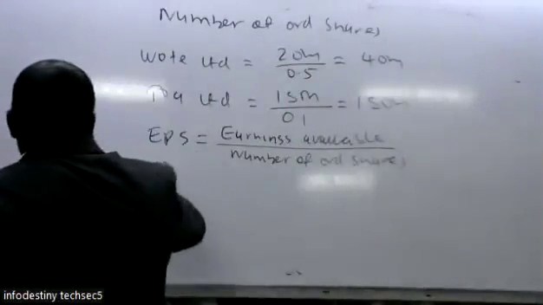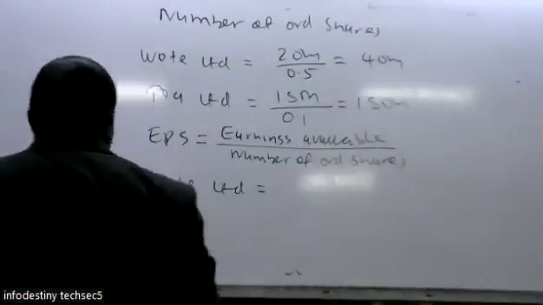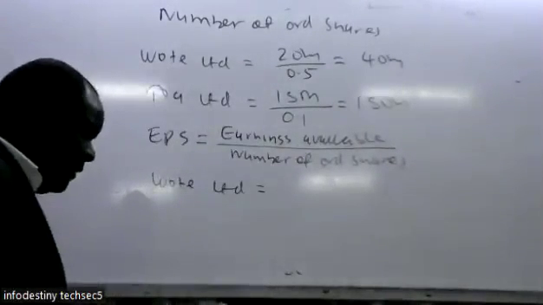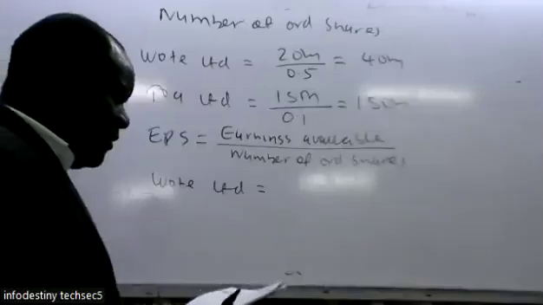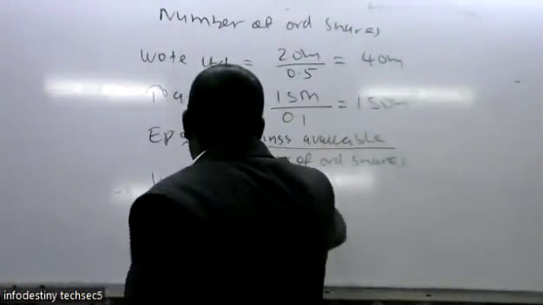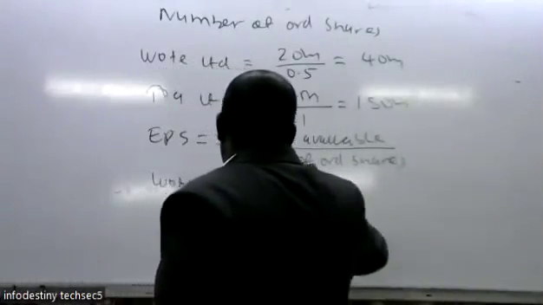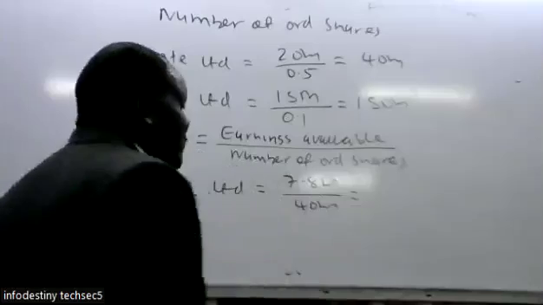So we start with Water Limited. Earnings attributable to Water Limited is 7.8. So you take 7.8 million divided by 40 million ordinary shares, which we have just calculated up there.